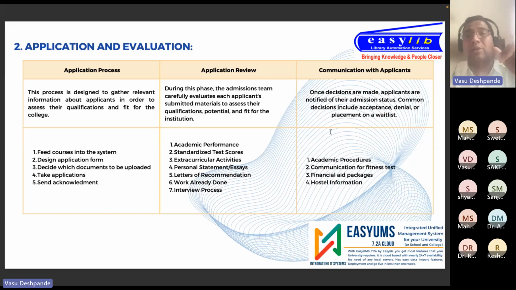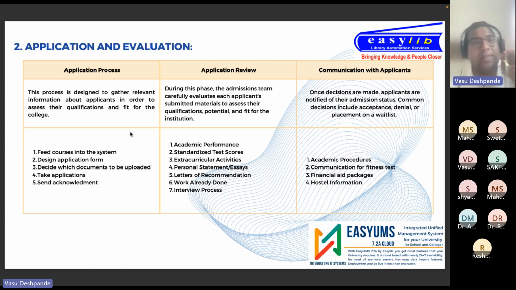While doing the communication, not only do you give them the information whether they are selected or not, you also give them information about what are the fees they need to pay, about the hostel, any additional test that you are going to take for admissions, all of this, right? Prepare for the applications, take the applications, review the applications, make the decision, constant communication with the student. Now let's see how Easylib is going to help you on that front.